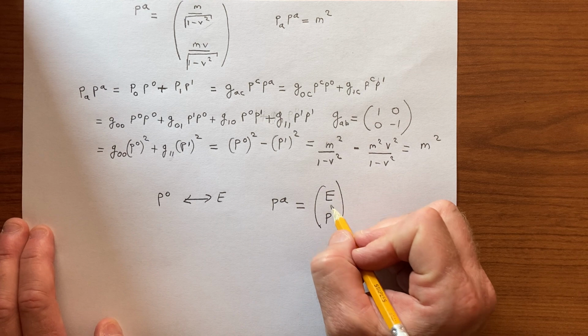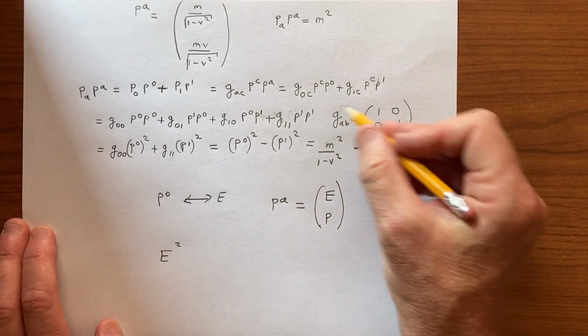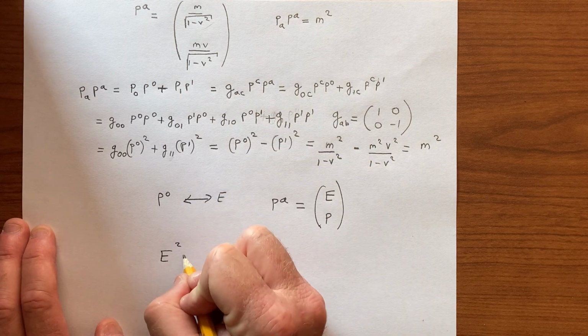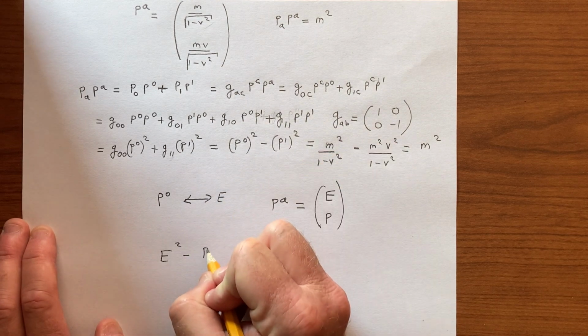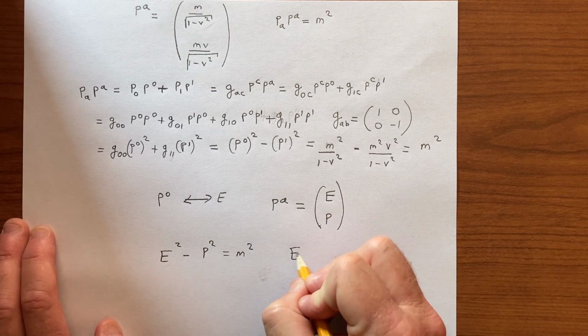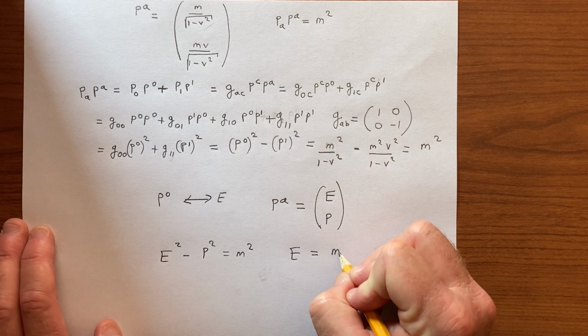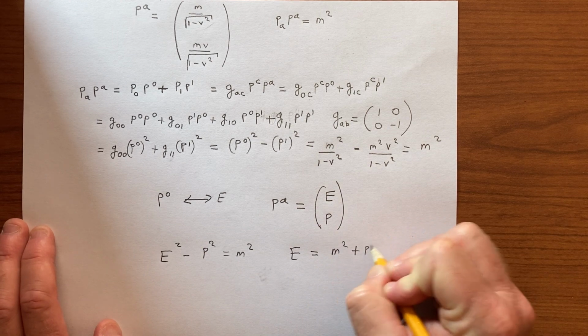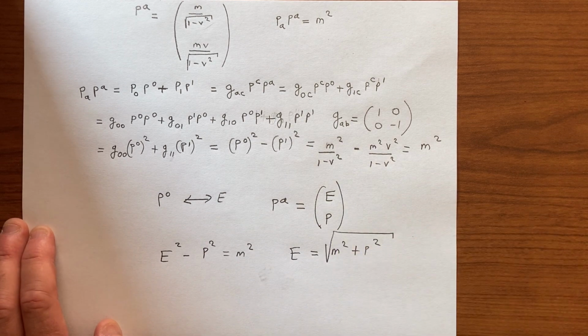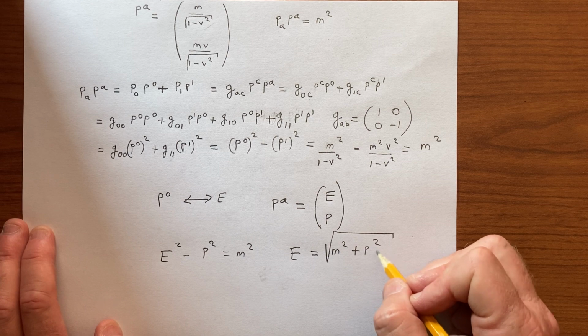And so basically what this is saying is that in space-time, these components give E squared minus P squared equal to m squared, and therefore the energy in relativity is the square root of m squared plus P squared. And if we had c not equal to 1, there would be a c to the 4th here, and there would be a c squared here.